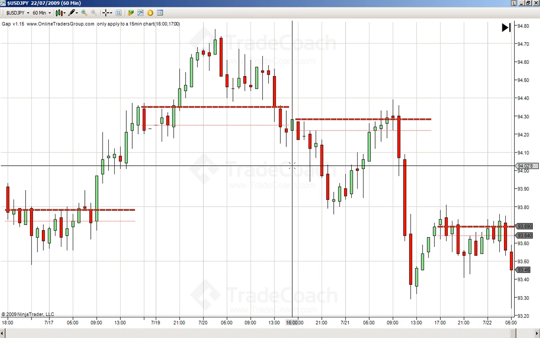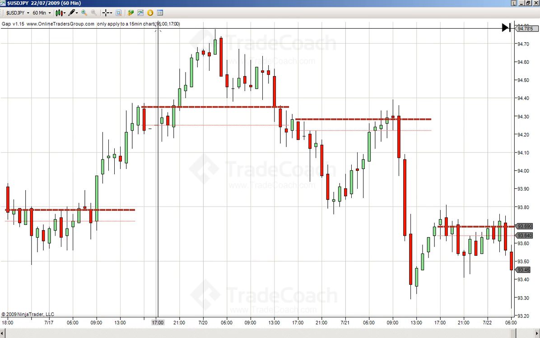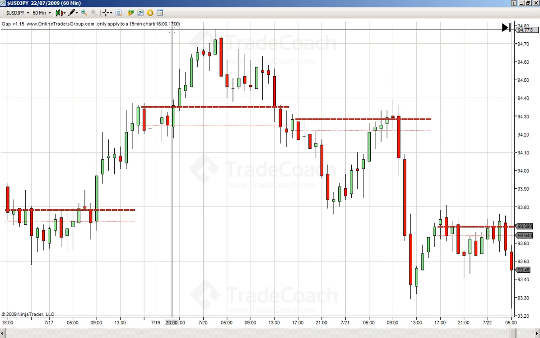How we did that and how you will do that this coming week is you'll throw your gap on hourly. You'll do it by adjusting your times from the 600 to the 700.